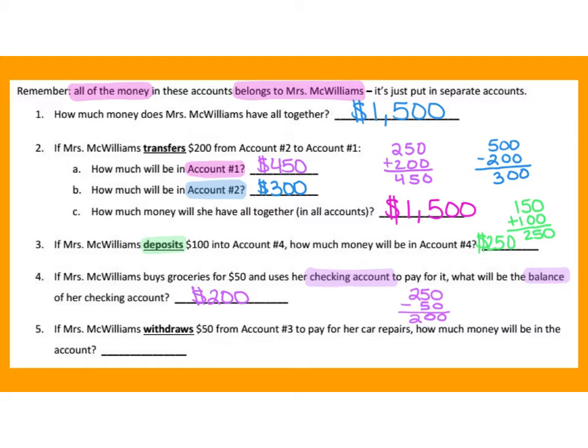Question number 5 says, if Mrs. McWilliams withdraws $50 from account number 3 to pay for her car repairs, how much money will be in the account? So we need to look at this word withdraw. When we withdraw money from an account, we are subtracting or taking money out of the account. So we would need to look and see how much she originally had in account number 3. Mrs. McWilliams had $300 in account number 3 to start with. Then if she's paying $50 for car repairs, we would need to subtract $50 out. And when we do, we find that she now has $250 left in account number 3.